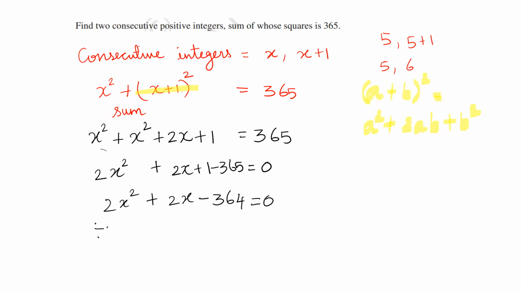Divide by 2, what you will get? x square plus x minus 182 equal to 0. So this is your equation. So you have to solve this by splitting the middle term or by the formula method, and find out the value of x. We'll go to the next problem.